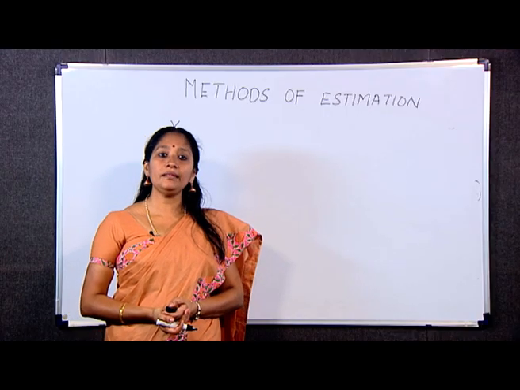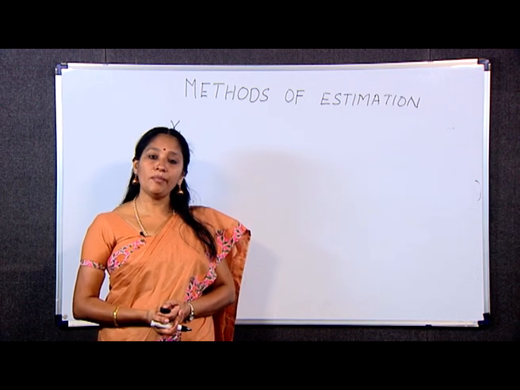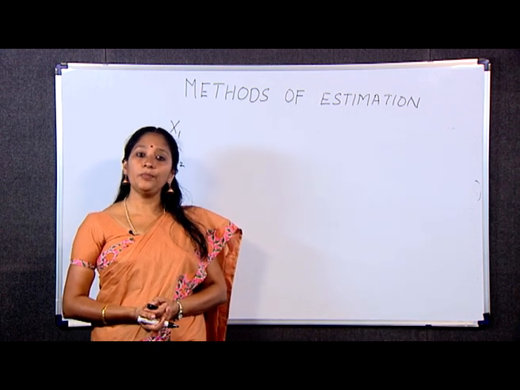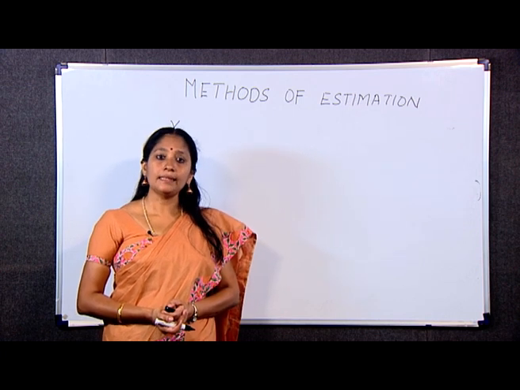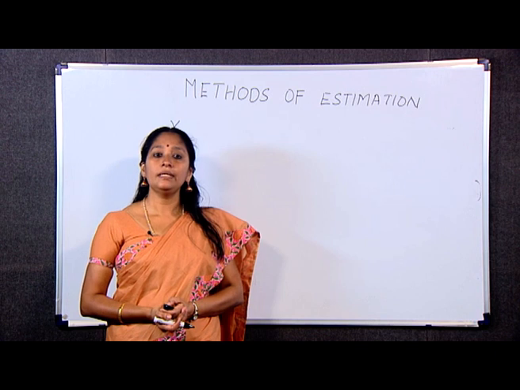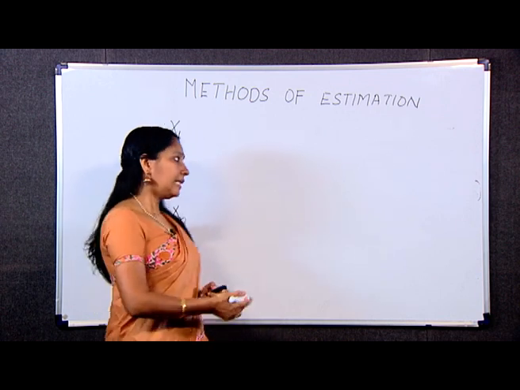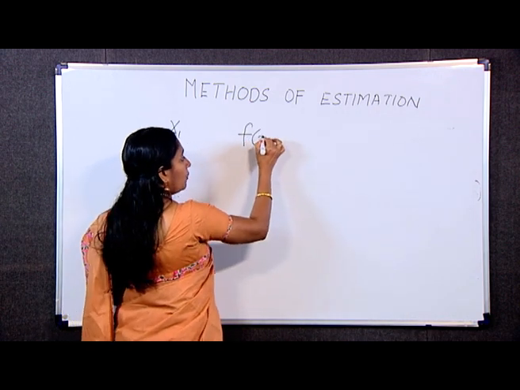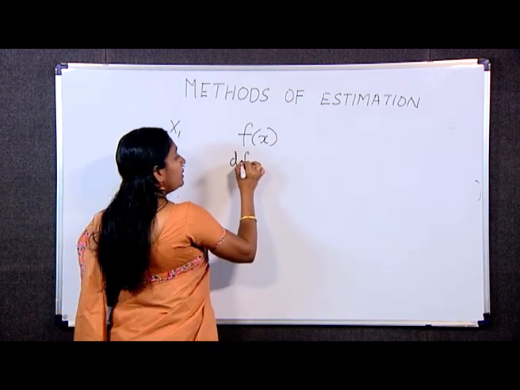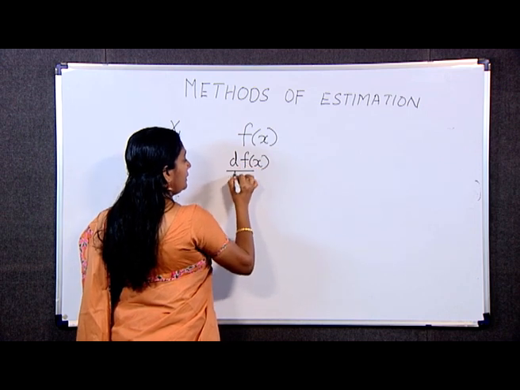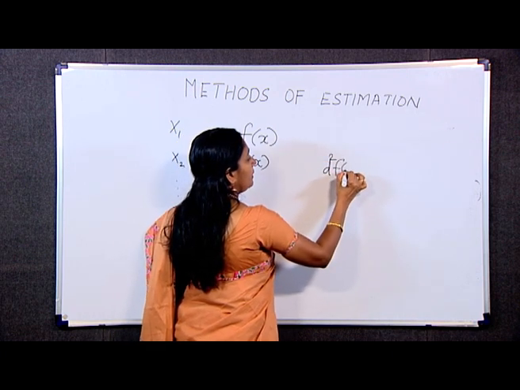Hope you are familiar with the method used in calculus for the maximization of a function. To maximize a function of one variable, we put df(x)/dx equal to 0, solve for x, and check the sign of the second derivative d square f(x)/dx square at this point. That means, if we have a function f(x) of one variable x, we find the first derivative df(x)/dx and the second derivative d square f(x)/dx square.